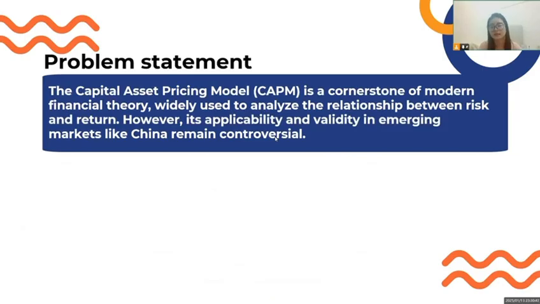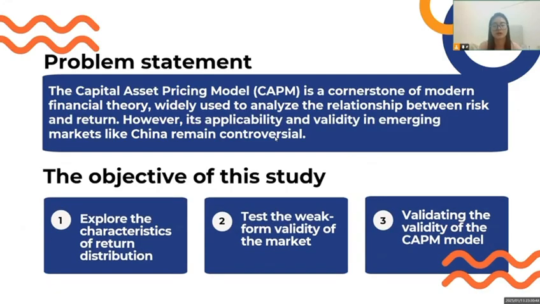This slide outlines the problem and the objective of our study. The problem is that while CAPM is widely used, its applicability in emerging markets like China remains uncertain. To address this, our study aims to employ the characteristics of return distribution, test the weak form market efficiency, and evaluate the CAPM model in the Chinese stock market. These goals guide our analysis.